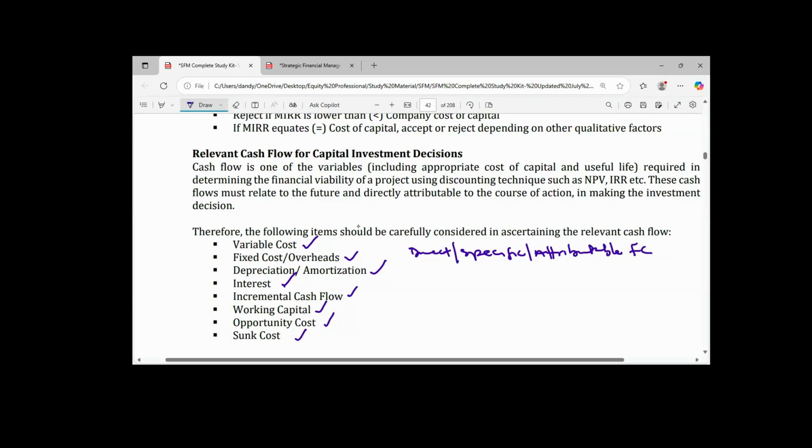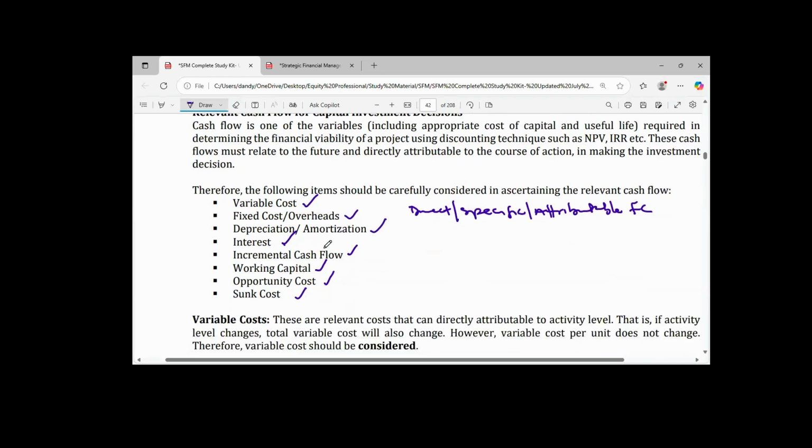So variable cost is a relevant cash flow and should be considered. So let's move to the second one, which is the fixed cost. Fixed costs are costs that have no sympathy for activity level, which means that irrespective of the number of units produced, fixed cost will not change. So provided fixed cost will not change, then the fixed cost is irrelevant. It's not relevant. You should not include it.